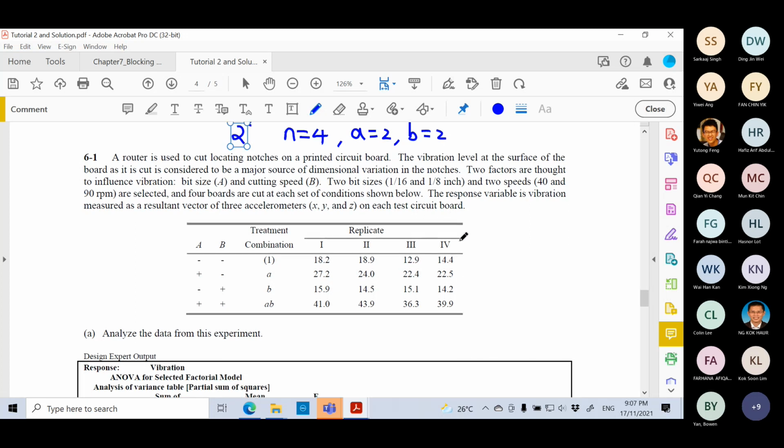Okay. So this is the notation of the treatment combination here. If you want to list it down, the contrast here should be the total of here. The one here should be a total of 64.4. Okay, so refer to the total.